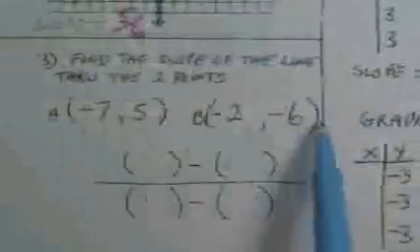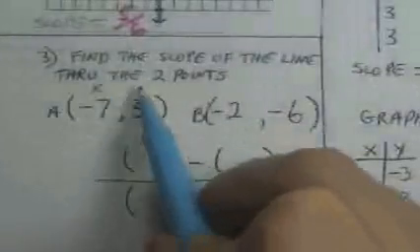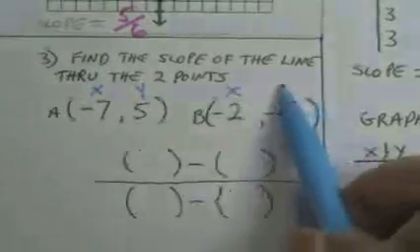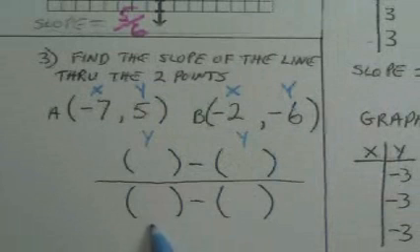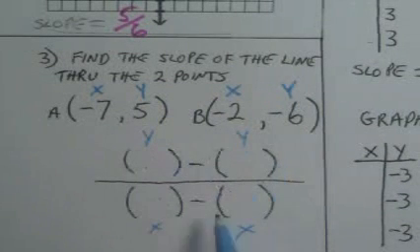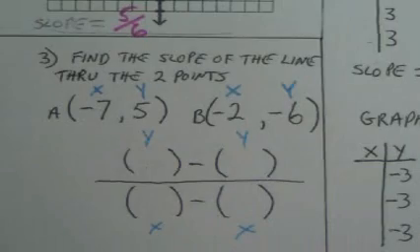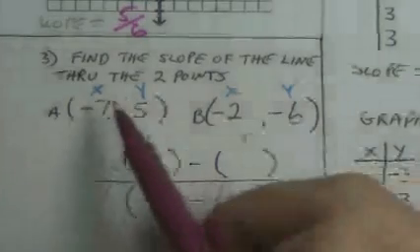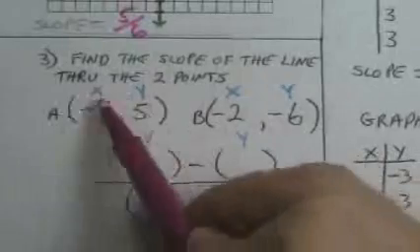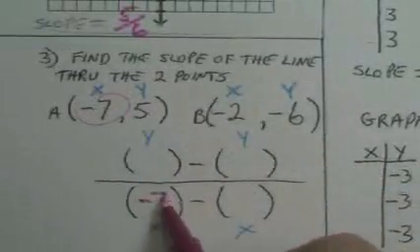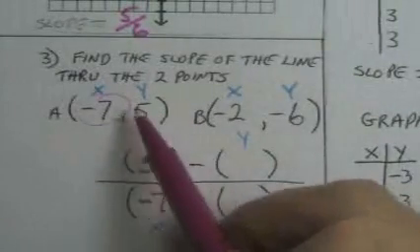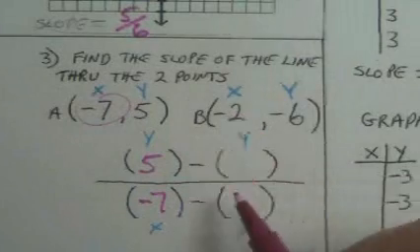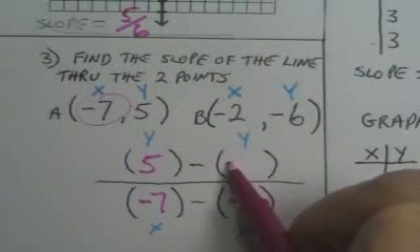Number 3, find the slope of the line through the 2 points. So here are our 2 points, A and B. And remember, this is your x, y, x, y. We want the difference of y's over the difference of the x's, because that would be the rise over the run. So let's just plug the numbers in. Let's start with this point right here. So -7 goes down here, and 5 goes on top. There's your y and x, and over here is your x, and here's your y.